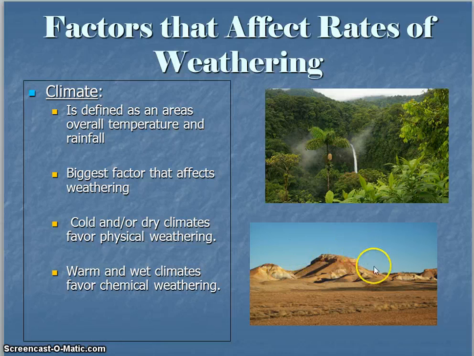In the bottom picture here, you can see this arid climate where the overall temperature is probably fairly warm and sometimes maybe even cool, but you can see that there is a lack of water here. So the type of weathering that's going to be dominant in this area is physical, or mechanical, weathering. One of the things that you want to remember is that as the temperature and the amount of rainfall increases, you'll get more and more chemical weathering occurring in that area.